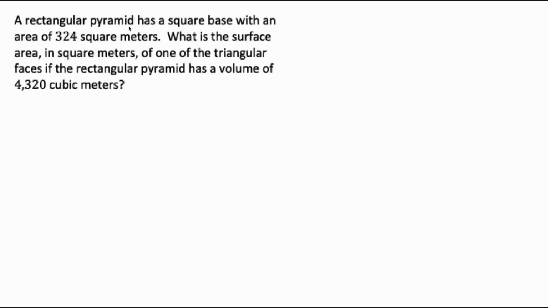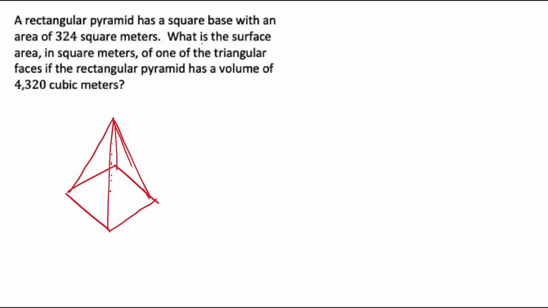So we're told a rectangular pyramid has a square base with an area of 324 square meters. So even though we're told that this specific pyramid has a square base, a rectangular pyramid just means that the height of the pyramid doesn't have to match the side length of the square base. So this just means that if we imagine the height going up, it doesn't have to match the side length. So if this is just a quick sketch of what our pyramid might look like, then we could see it might look something like this if the height is more than the side length of the square base.